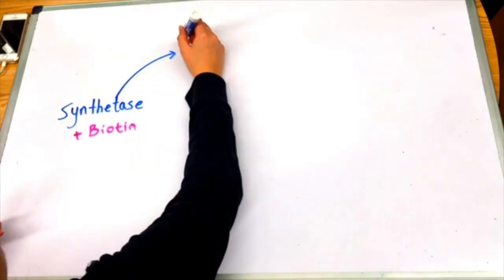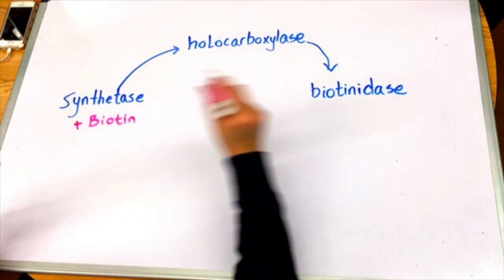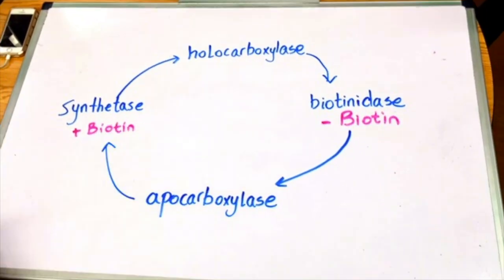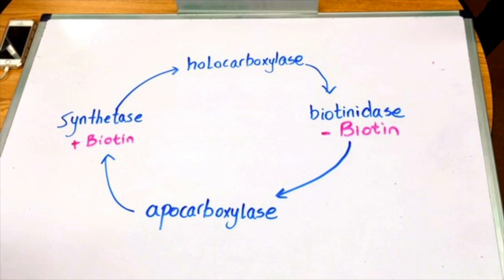Okay, well, let's see if we could use a little picture to help you out. This shows how biotin is recycled inside the body. So biotinidase is used to remove it from other compounds, and then synthetase is used to add it to others.